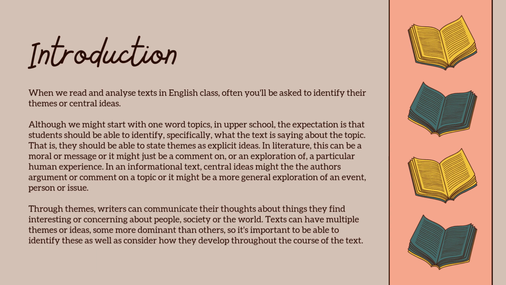In an informational text, central ideas might be the author's argument or comment on a topic, or it might be a more general exploration of an event, person or issue. Through themes, writers can communicate their thoughts about things they find interesting or concerning about people, society or the world. Texts can have multiple themes or ideas, some more dominant than others, so it's important to be able to identify these as well as consider how they develop throughout the course of the text.